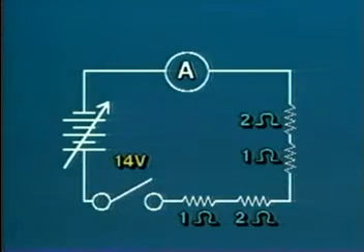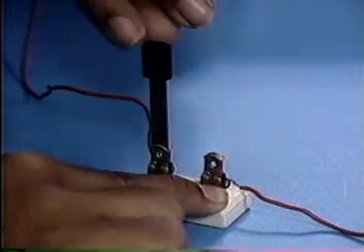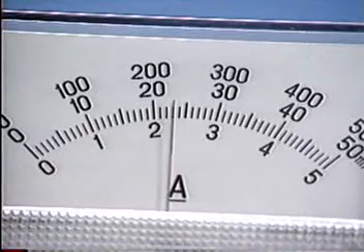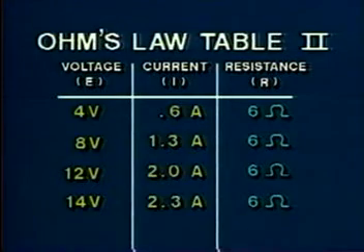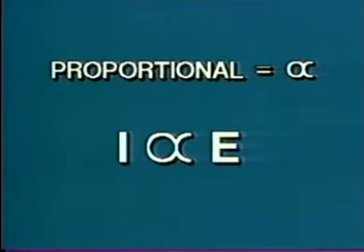Finally, with the voltage at 14 volts, close the switch and read the ammeter. It's reading about 2.3 amperes of current. Record the data. Now, looking at the results, you can easily see that voltage and current are increasing together. This increase is proportional, and the mathematical formula for the relationship between current and voltage is expressed as current, I, is proportional to voltage, E.